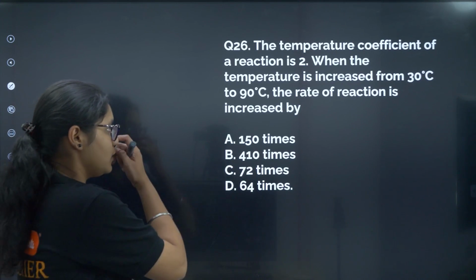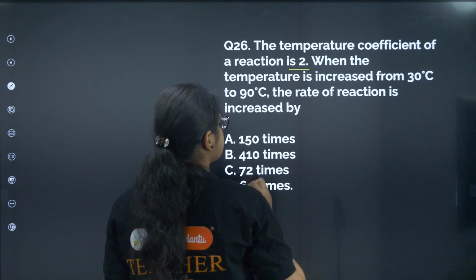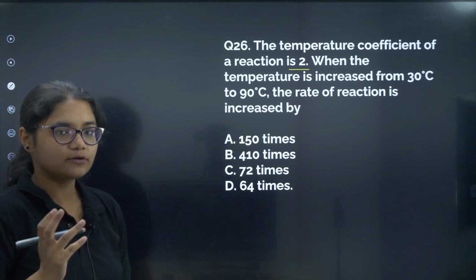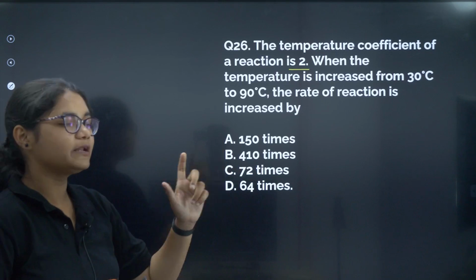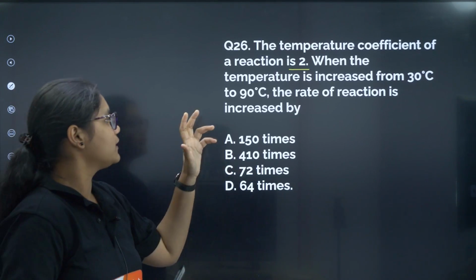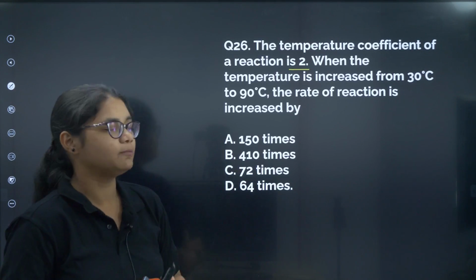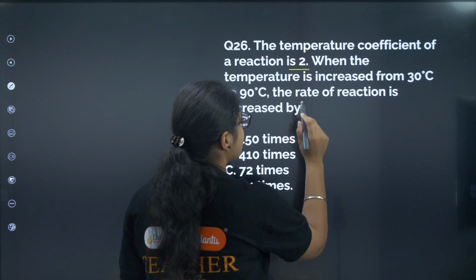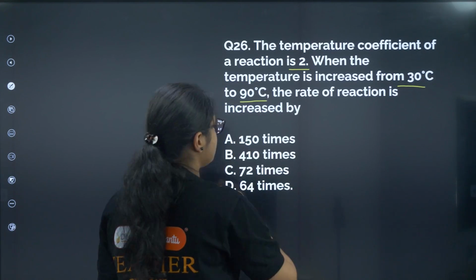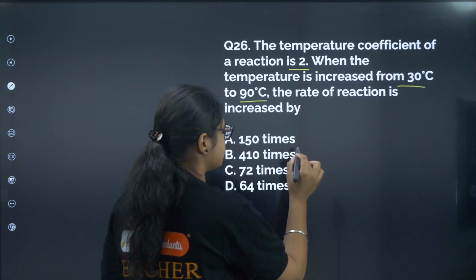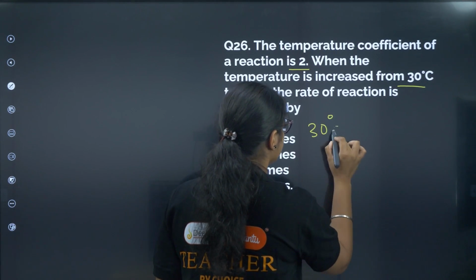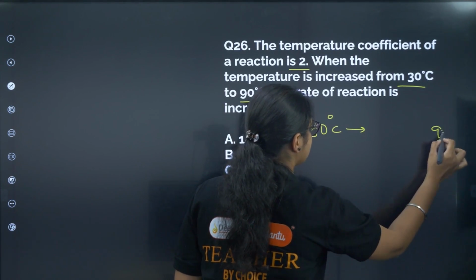Next question. Temperature coefficient of the reaction is 2. What is the meaning of temperature coefficient? That means whenever you increase the temperature by 10 degrees Celsius, the rate doubles. Okay, that is the meaning of temperature coefficient is 2. When the temperature is increased from 30 degrees to 90 degrees, the rate of the reaction is increased by. Okay, very different question this one. We are going from 30 degrees Celsius to 90 degrees Celsius.